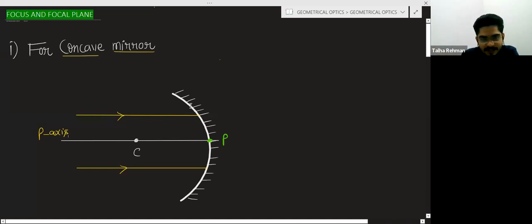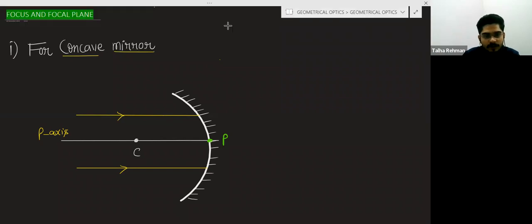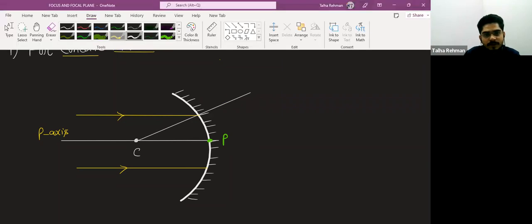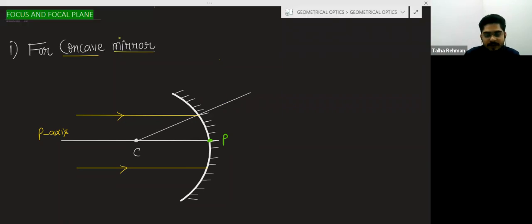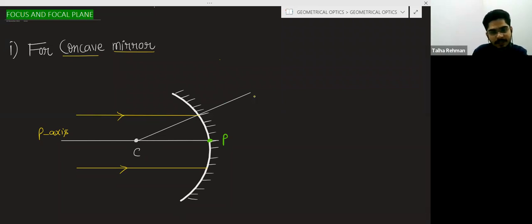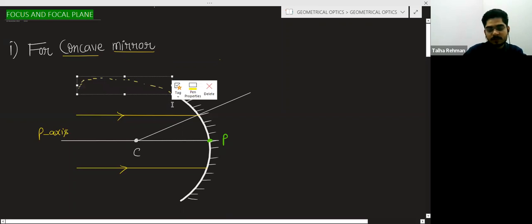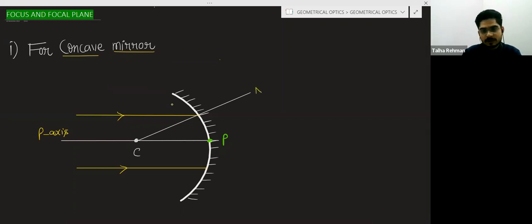As this is a spherical mirror, this is the incident light. Can I draw the normal for it? The normal will be like this. For a spherical mirror, when you complete it, it will become a sphere, and for a sphere the normal always passes through the center. So this is the normal.